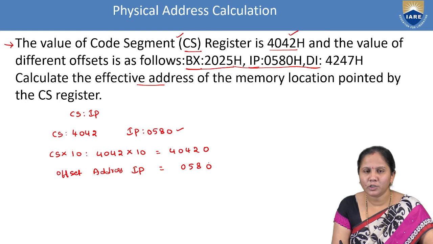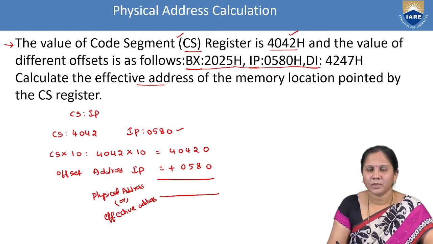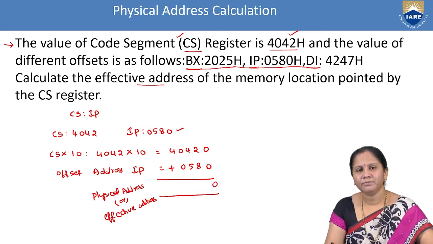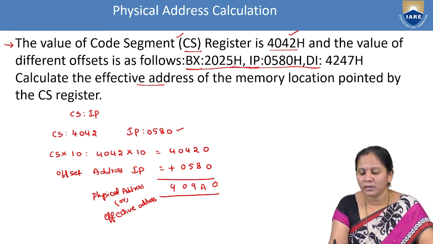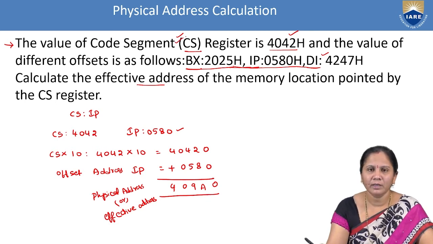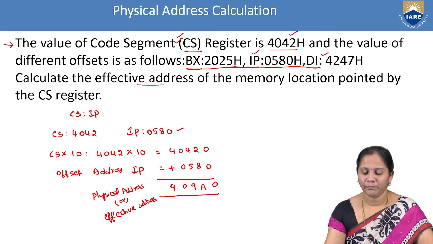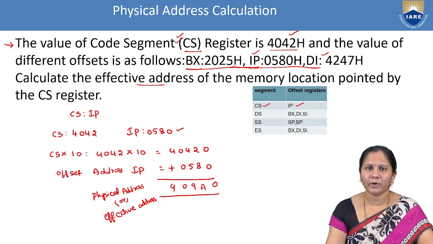So if we add 0580, it gives the physical address, or effective address. Now if we add these two, it is 0, and next 8 plus 2, 10, it is A, and this is 40904. So here we should be careful while considering the register to find the offset address. Since this is the code segment, we compulsorily have to consider the instruction pointer only among these three. Though the three offset addresses are given, we have considered the instruction pointer register to find the offset address.